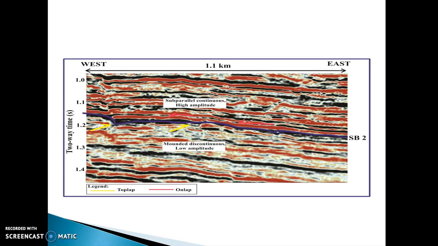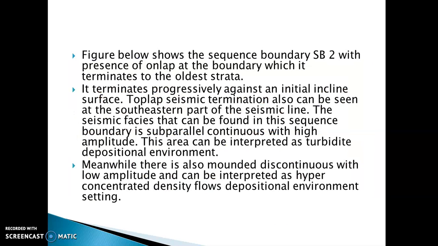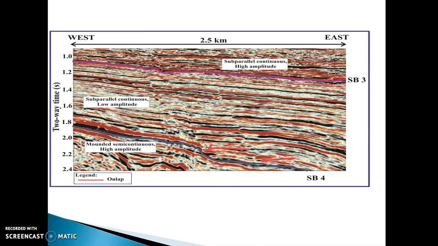This figure shows the seismic facies in SB2. The figure shows sequence boundary SB2 with the presence of onlap at the boundary, which terminates to the older strata. There is also mounded discontinuous facies with low amplitude, which can be interpreted as hyper-concentrated density flows in a depositional environment setting.